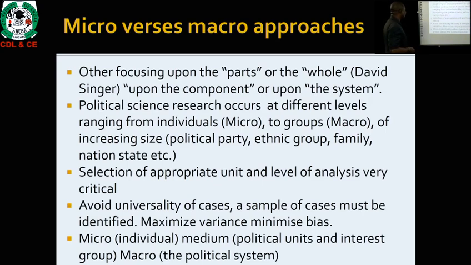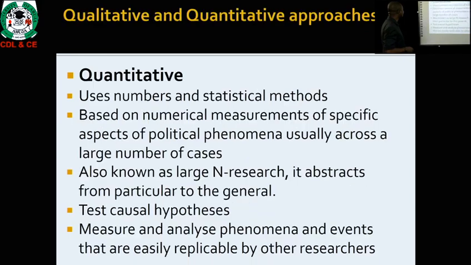Political science research occurs at different levels, ranging from the individual micro to groups macro or to the increasing size, the entire gamut. It could be the nation state itself. Selection of appropriate unit and level of analysis is very, very critical. You must select a unit or level of analysis that is manageable. Avoid universality of cases. A sample of cases must be identified. Maximize variance, minimize bias. Micro, like we said, individual, medium political units, and macro, the entire political system.